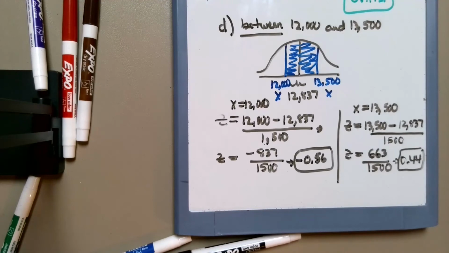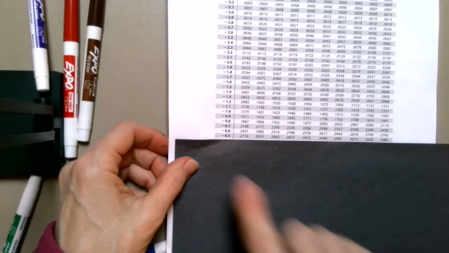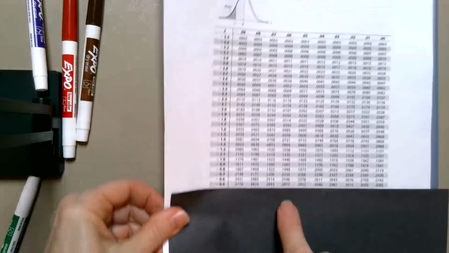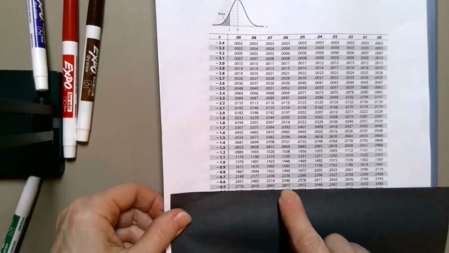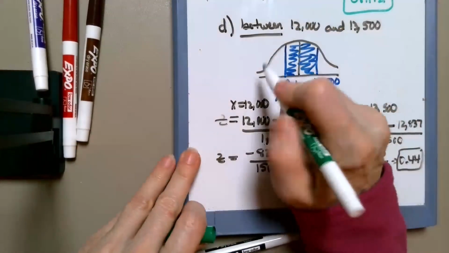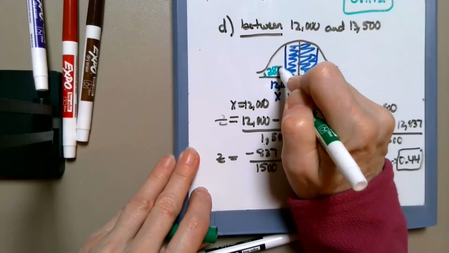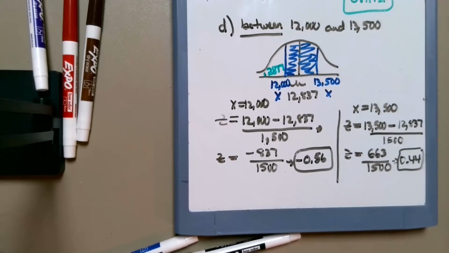So I have negative 0.56. I'm going to start there. So negative 0.5 and 600ths. Pull that down so you can see that. So negative 0.56 is going to give me an area of 0.2877. That is the area to the left. And the left tail is 0.2877.